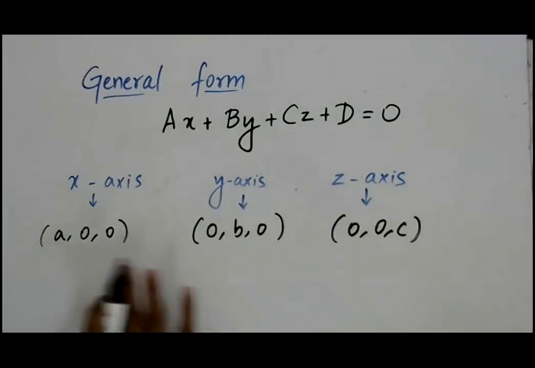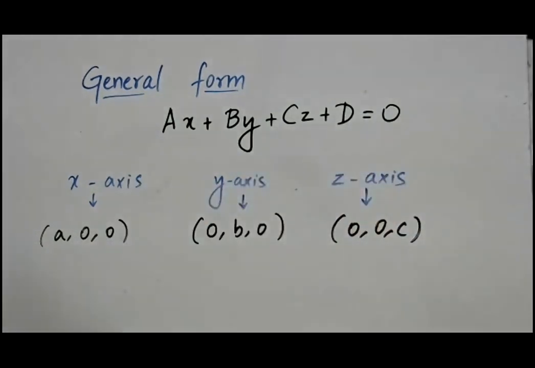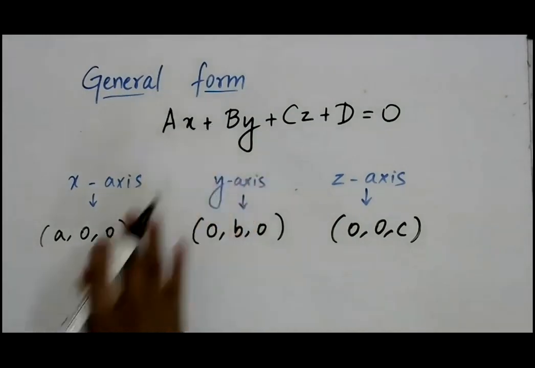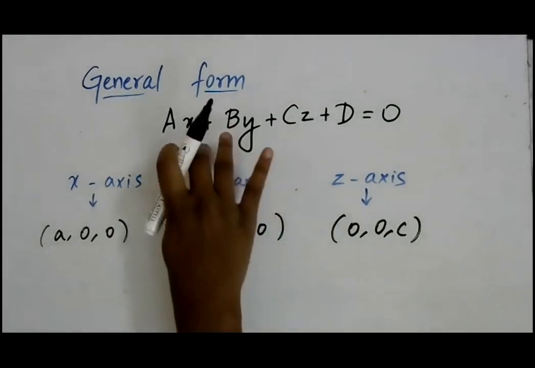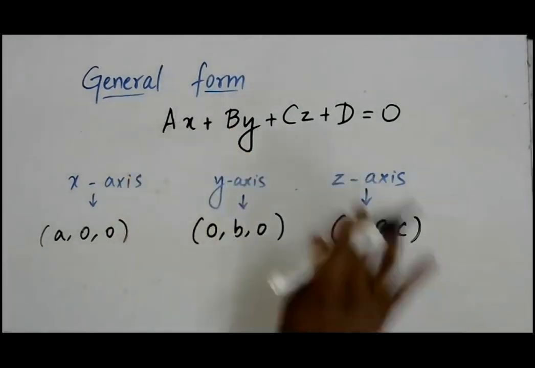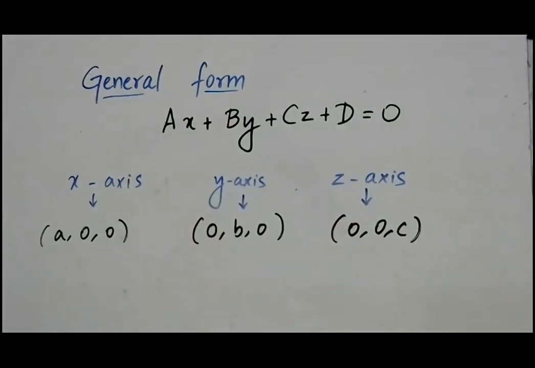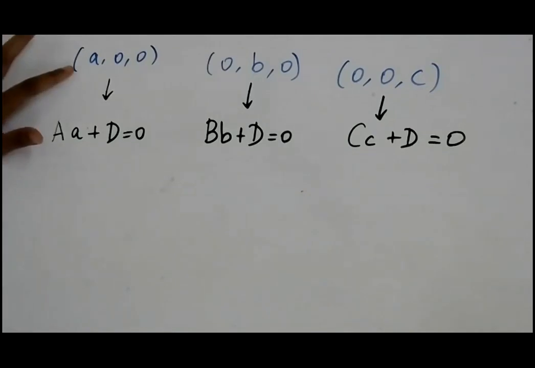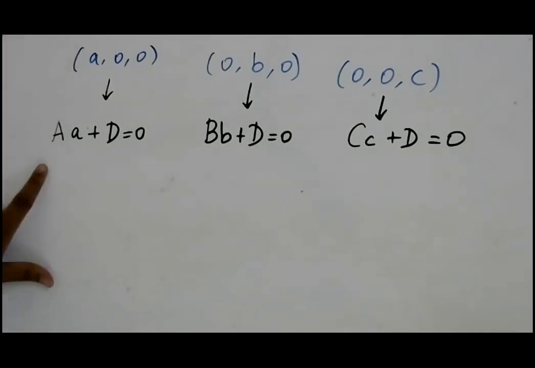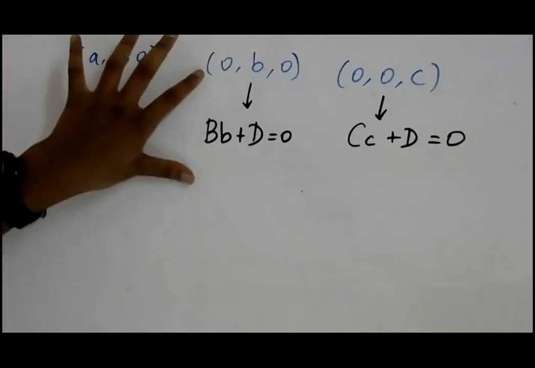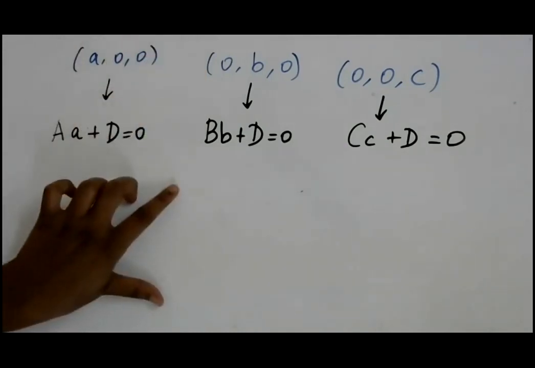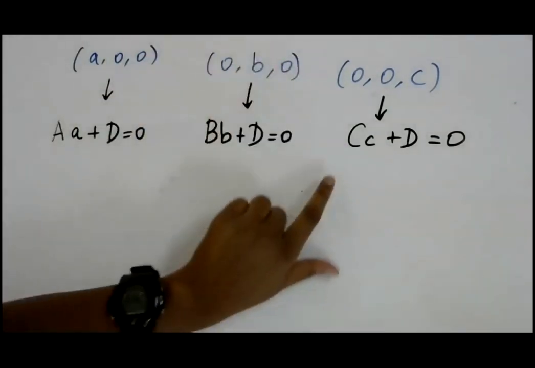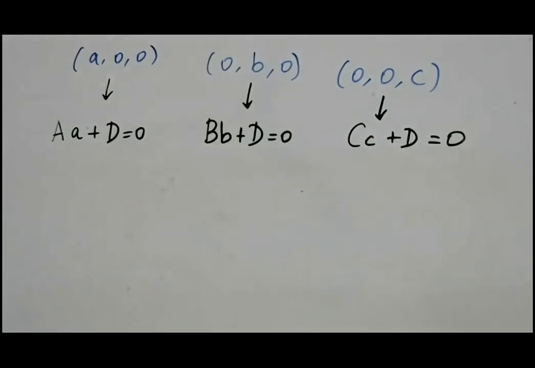So if these 3 points lie on the plane, that means they should satisfy this equation, right? So now what we are going to do is substitute these coordinates in this equation, this in this in this, and we are going to obtain 3 such equations. So substituting this value in the general equation, we get Aa plus d is equal to 0. Substituting this value, we get Bb plus d is equal to 0. Substituting this value, we get Cc plus d is equal to 0.